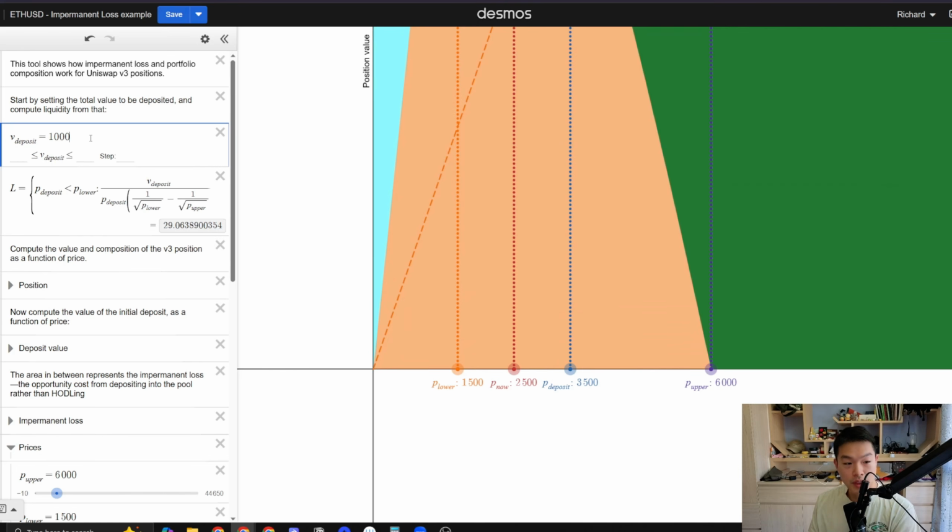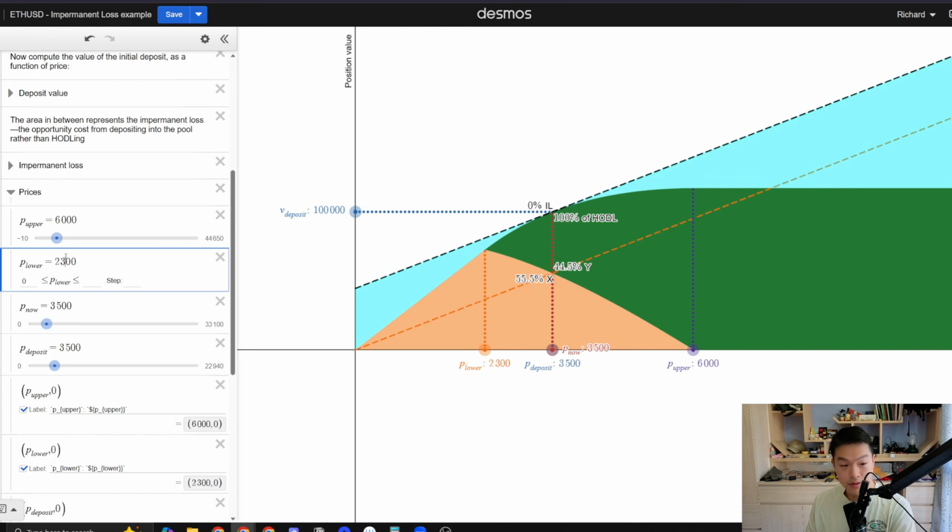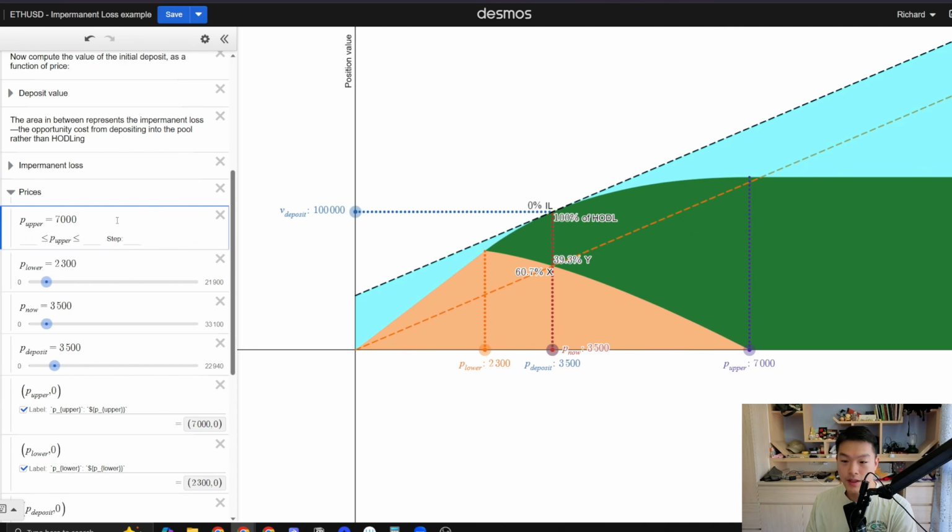So let's say you're putting $100,000 and the price now, let's say we start at 3,500. That's when I deposited. And let's just say it's trading at that price. Price lower, 2,300 is what I had. So let's just say my top range is only $7,000, right? Maybe that's where you expect Ethereum to top out the cycle. And we can take a look at the capital gains.